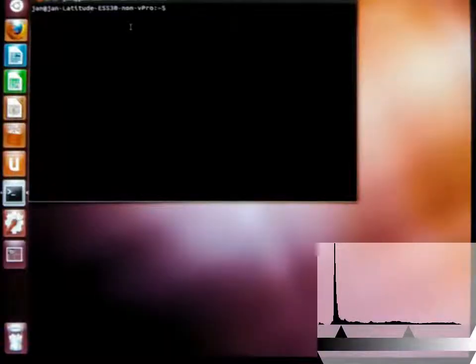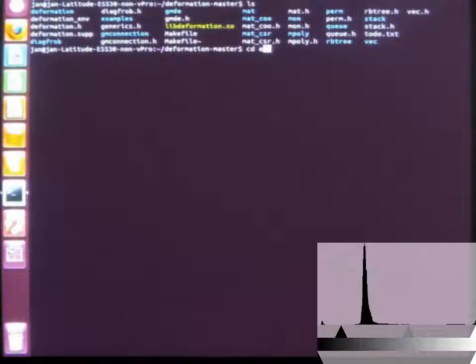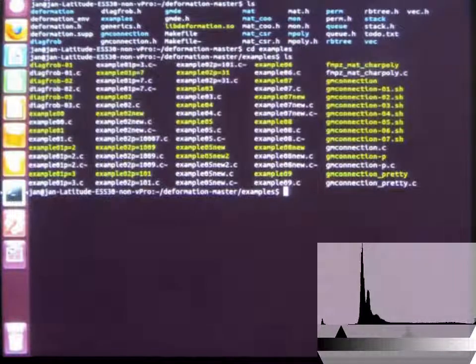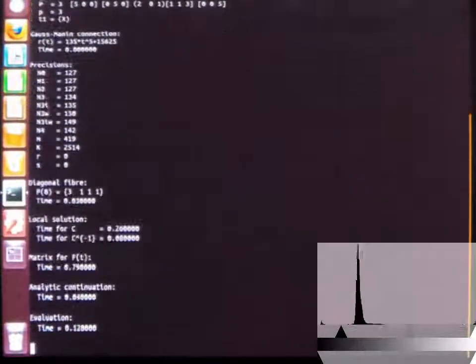So, terminal. Okay, that is right. Now I need to go into the master folder. This is the thing I've downloaded from Sebastian's repository. It's in examples. So let's do a quick example to explain what the input and the output look like. I've already compiled this, just to be sure everything's alright.